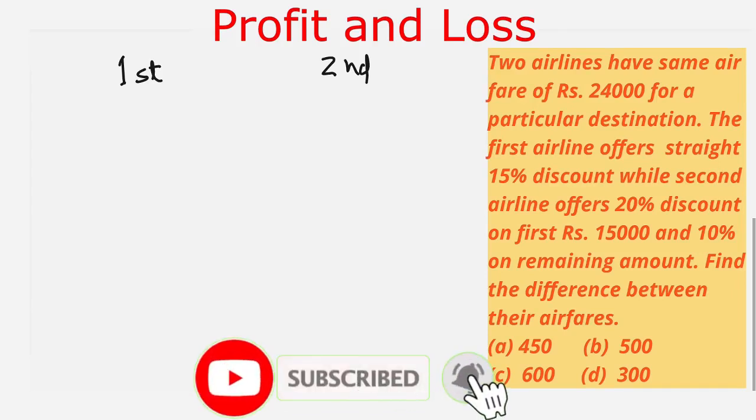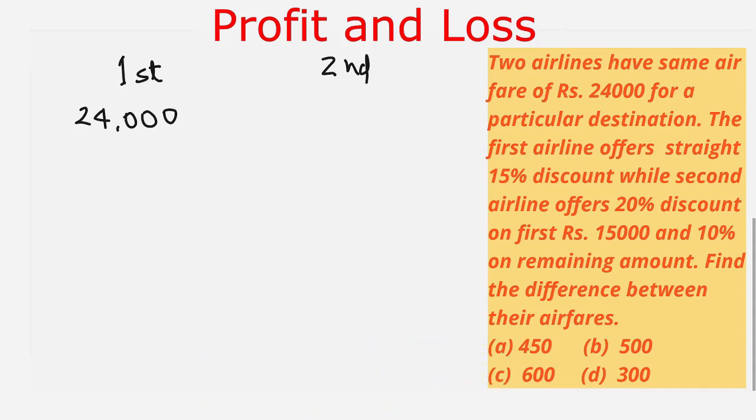The first airline gives 15% discount on its entire airfare. So we calculate 15% on 24,000. 10% is 2,400 and half of 2,400 is 5%, which is 1,200. 2,400 plus 1,200 is 3,600. So the discount offered by the first airline is 3,600, and the second airline offers 20% on the first 15,000.